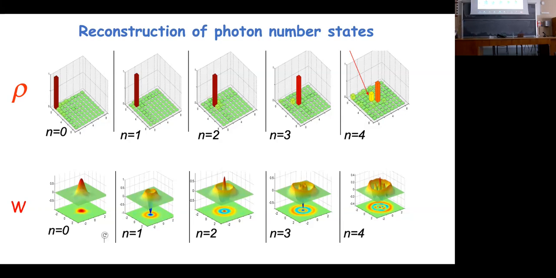You see also that n equals 1 has a negative peak at origin, n equals 2 is positive at origin, n equals 3 is negative at origin, n equals 4 is positive at origin. So you can reconstruct all the Fock states, and all these ripples are quantum features of Fock states. You cannot interpret this as a probability because the Wigner function takes negative values.